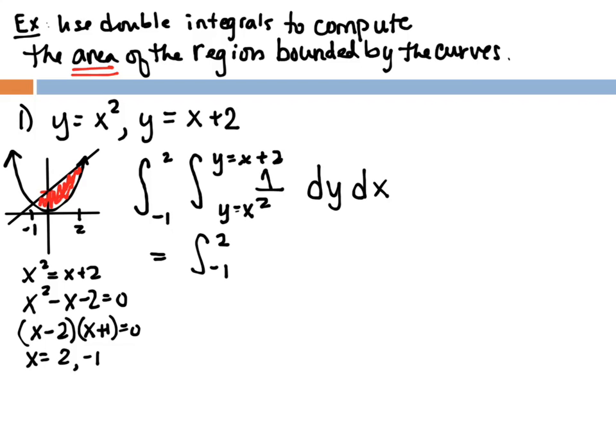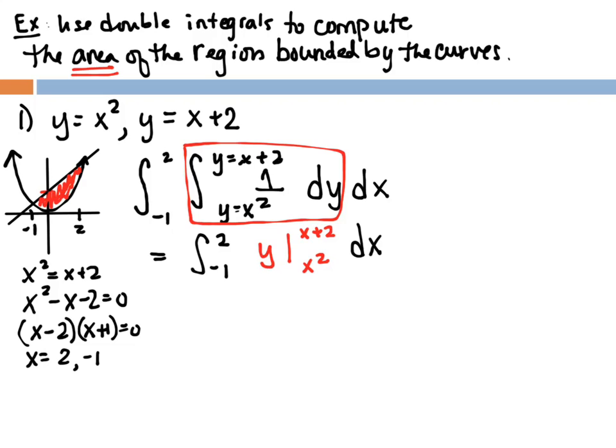Y, because we're only working with this piece of it now, right? So this is y, which will be evaluated at x plus 2 and at x squared. So we're going to keep carrying along with us the negative 1 to 2 and the dx. And then if I evaluate each of those pieces in there for y, using the fundamental theorem of calculus, I have x plus 2 minus x squared, right?